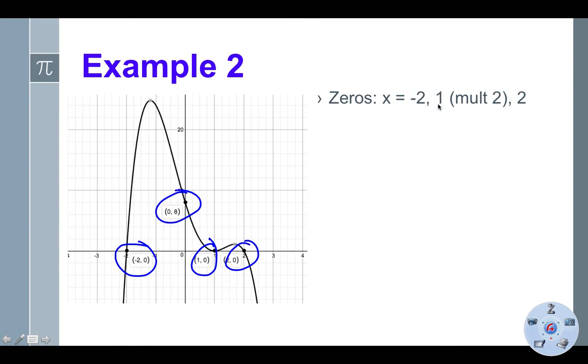So with these 3 zeros, I need to first just write my initial guess. And my initial guess is based off of these 3 zeros. So for -2, it's x plus 2. For +1, it's x minus 1. But since there's 2 of them, I have to square it. And x minus 2 for the +2 here.